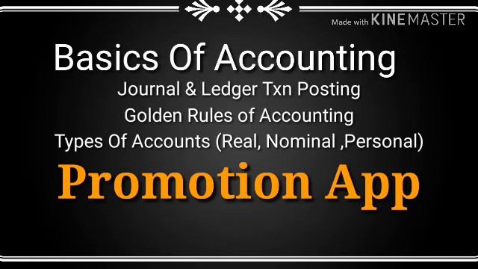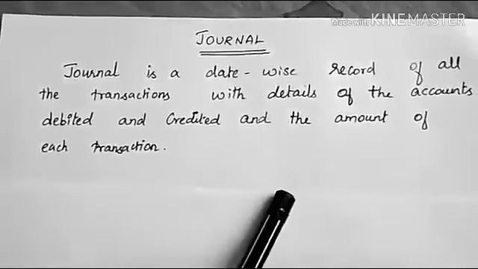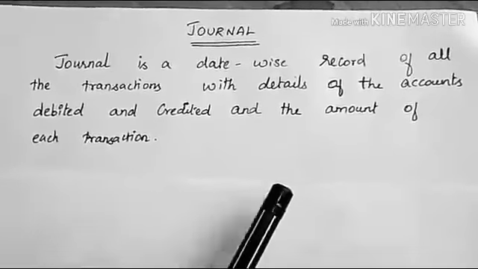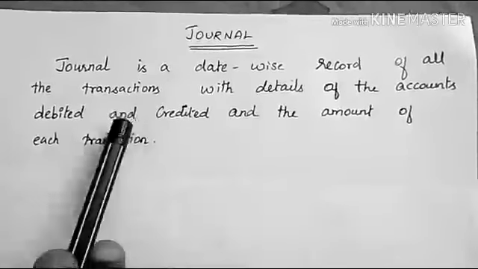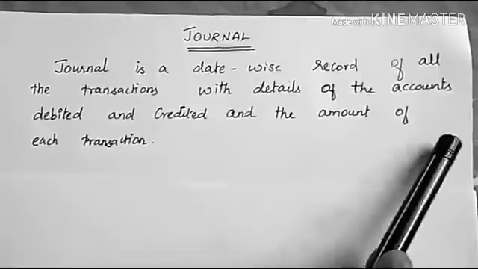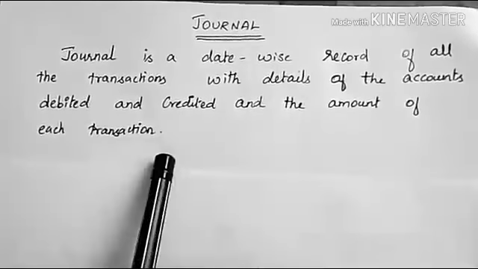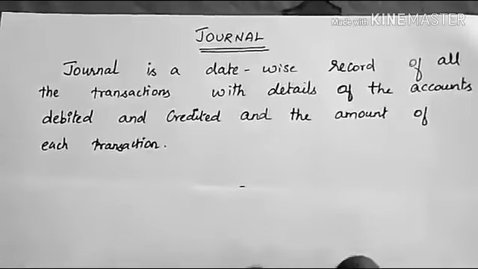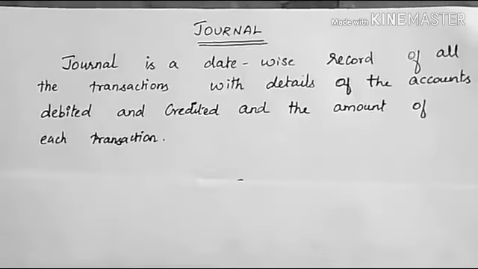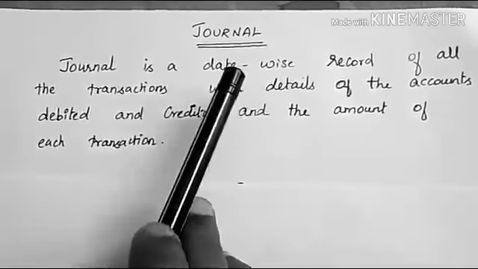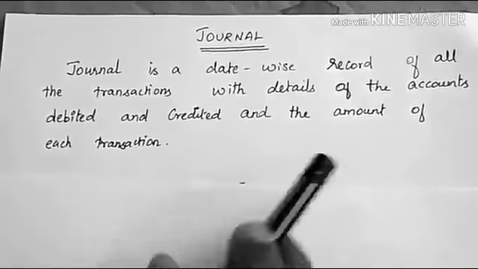Hi, in this video I am going to explain how to make a journal entry. Before that, you need to have a basic idea about the journal. A journal is a date-wise record of all the transactions with details of the accounts debited and credited and the amount of each transaction. The journal is one of the books of original entry in which transactions are originally recorded in chronological order, that is, day-to-day order, according to the principle of the double entry system.